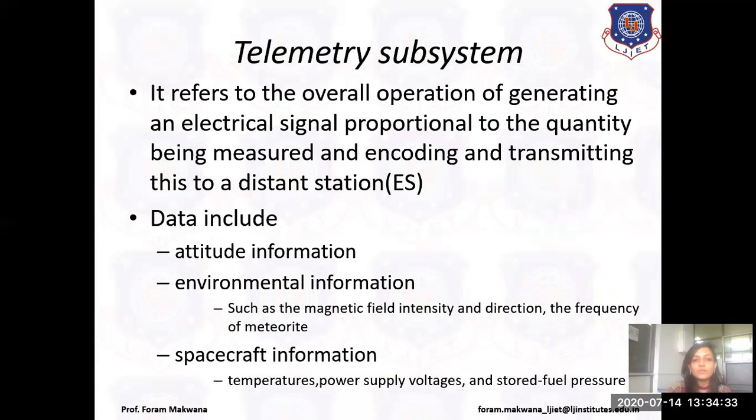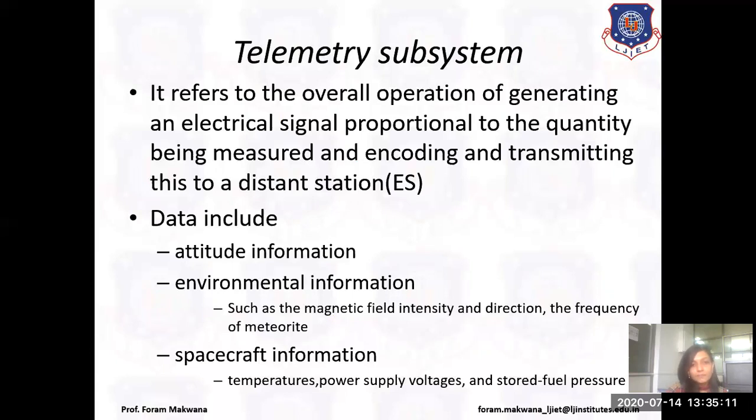Now, first of all, we are focusing on the telemetry subsystem. We are separately studying telemetry, tracking, and command. First, the telemetry subsystem. The telemetry subsystem refers to the overall operation of generating an electrical signal proportional to the quantity being measured, encoding and transmitting this signal to the distant station, or you can say earth station.